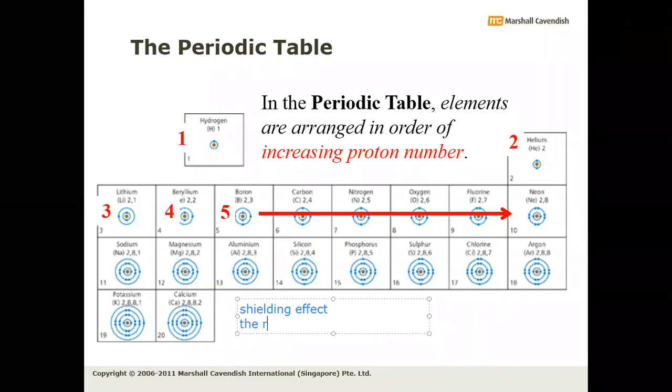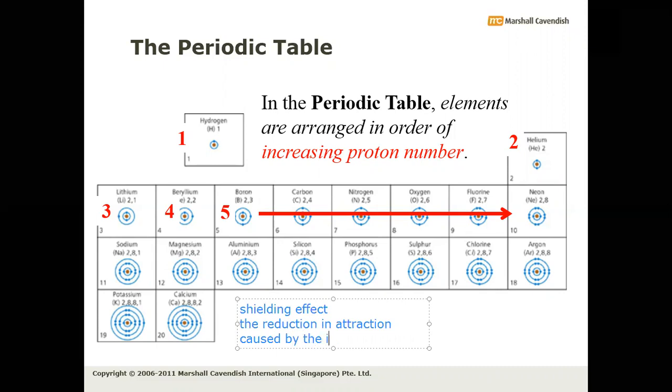So it is the reduction in attraction caused by the inner shell electrons. You can say that it is the reduction in attraction between nucleus and valence electrons caused by the inner shell electrons.